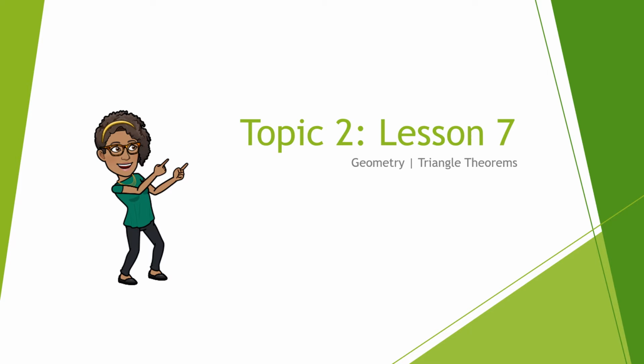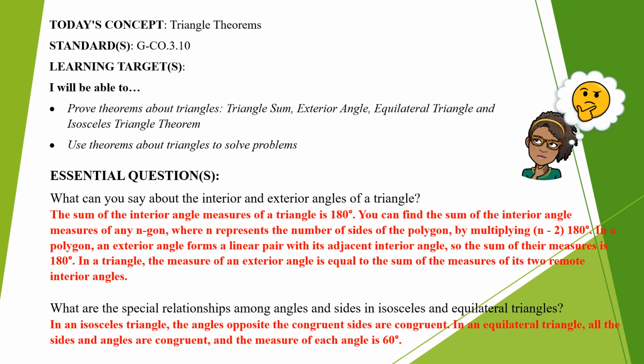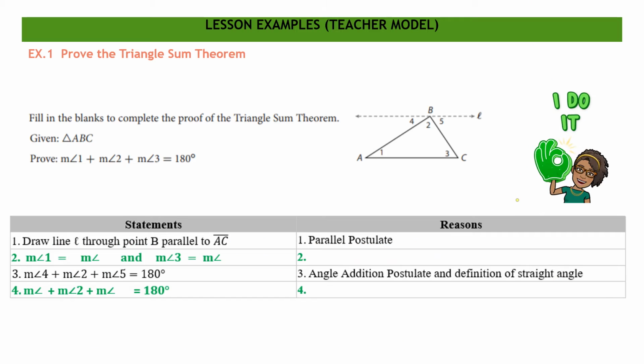Good day, students. This is topic 2, lesson 7, triangle theorems. So in today's lesson, we're going to be talking about 4 different theorems regarding triangles: the triangle sum theorem, exterior angle theorem, equilateral triangle theorem, and the isosceles triangle theorem. So let's look at the examples that we have.